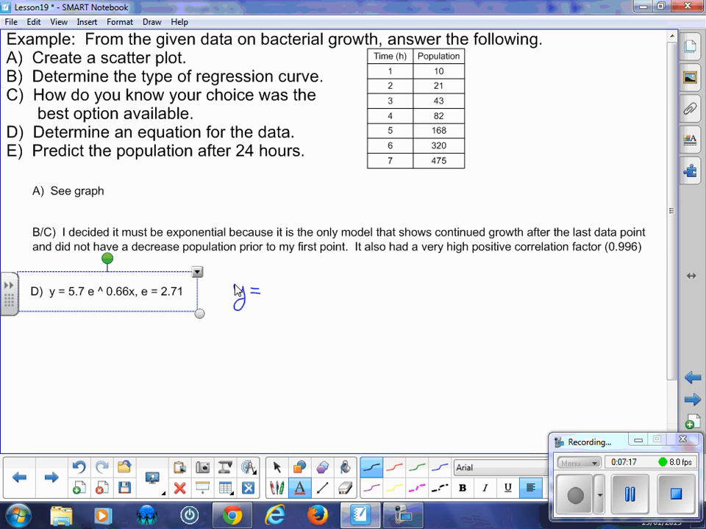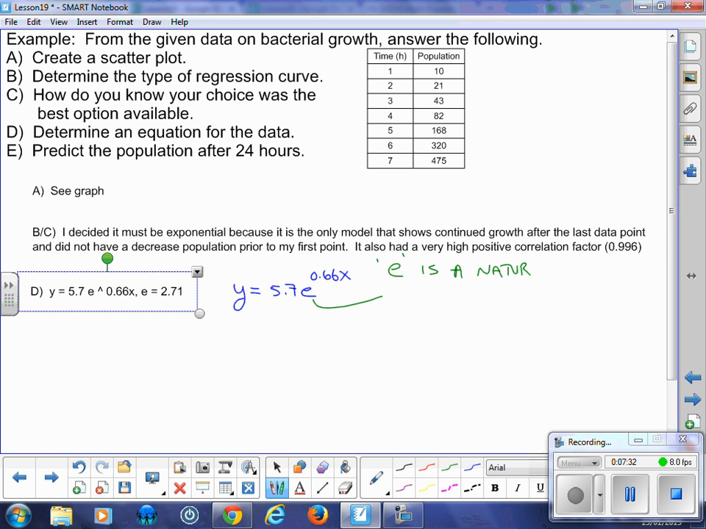So y equals 5.7 e to the exponent 0.66x. And e is just a special function. Okay, so e is what we call a natural base. You don't really need to have that memorized or anything. You just need to know that you either use the E button on your calculator or e is about equal to that 2.71 value. Either way, it doesn't matter to me which way you do it. It's the value that the spreadsheet spits out, and I'm not going to bother spending time learning how to convert it. We'll just use that base e.